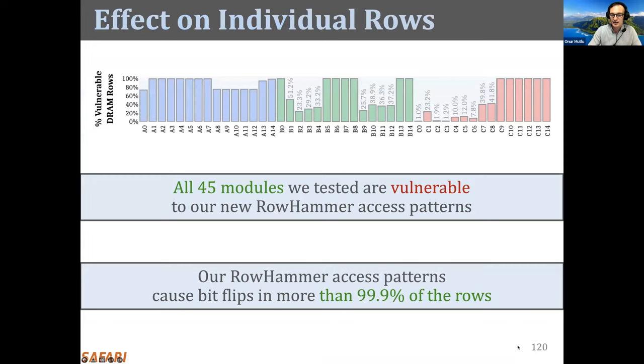And this is basically the effect on individual rows. I mentioned this already, so I'm not going to go into detail. The paper is a lot more detailed. In some of them, we were not effective enough because we didn't study those mechanisms as much. In my opinion, if you actually study those mechanisms more, we will get the RowHammer bit flip rates higher. But of course, that remains to be seen.